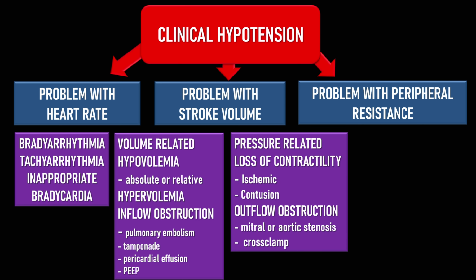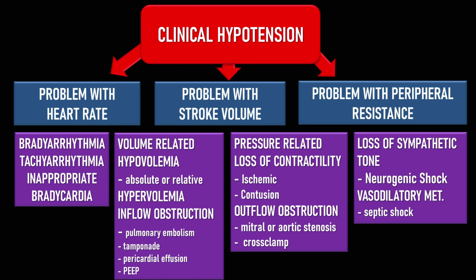It may also be a pressure-related problem where there is loss of contractility of the heart. For example, cardiac ischemia will result in diastolic dysfunction and loss of compliance of the heart and loss of contractility of the heart. There may be a myocardial contusion sustained in a motor vehicle crash, or there may be outflow obstruction, mitral or aortic stenosis, or the placement of a cross clamp across the aorta.